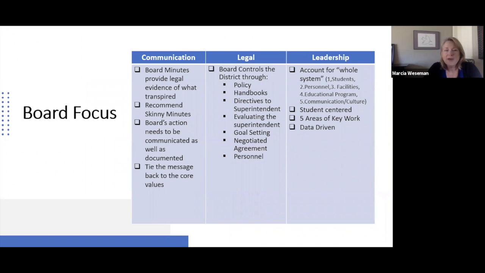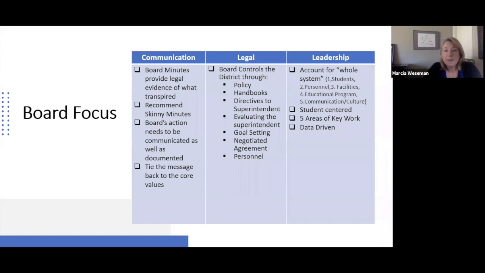So as you have attended previous trainings about your role as board members, you've had conversation about communication, how important good communication is to your functioning as a board. You've looked at the legal aspects of your role as board members. Today, we're going to really focus on the leadership aspects, that third column of board focus.